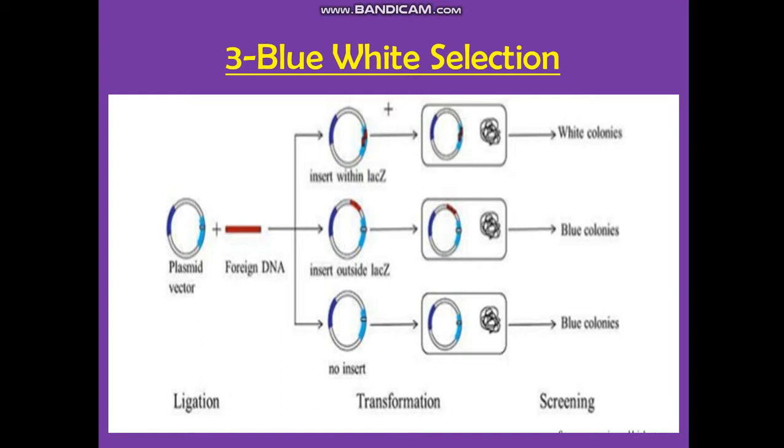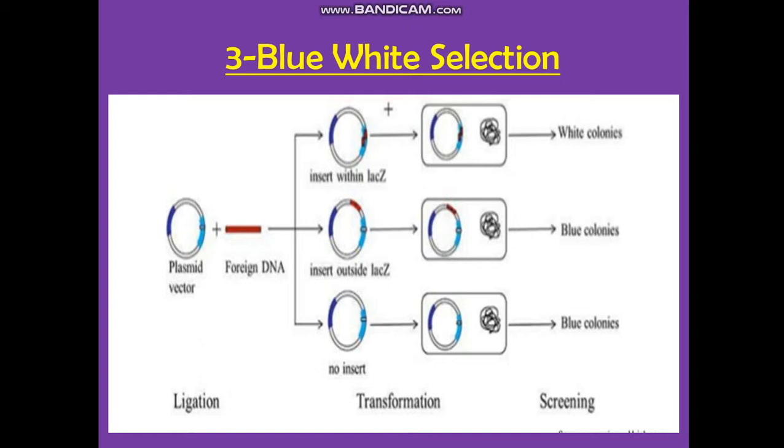This particular gene, lacZ, codes for the beta galactosidase enzyme, and this enzyme, if produced, will act on a certain substrate. This beta galactosidase acts on X-gal. X-gal is a substrate on which this enzyme acts, and it breaks down the X-gal into a blue colored compound. Okay, clear? This is the basic principle on which blue-white selection is based.